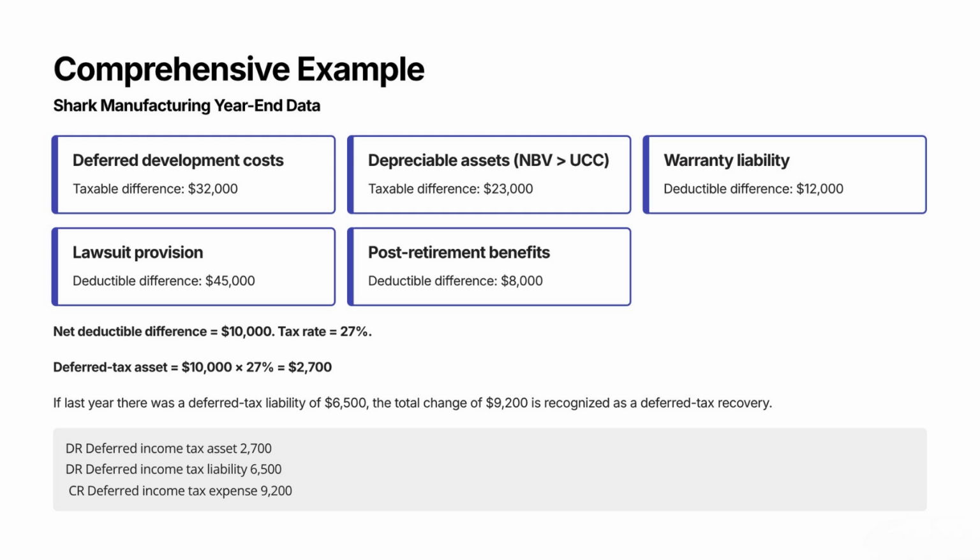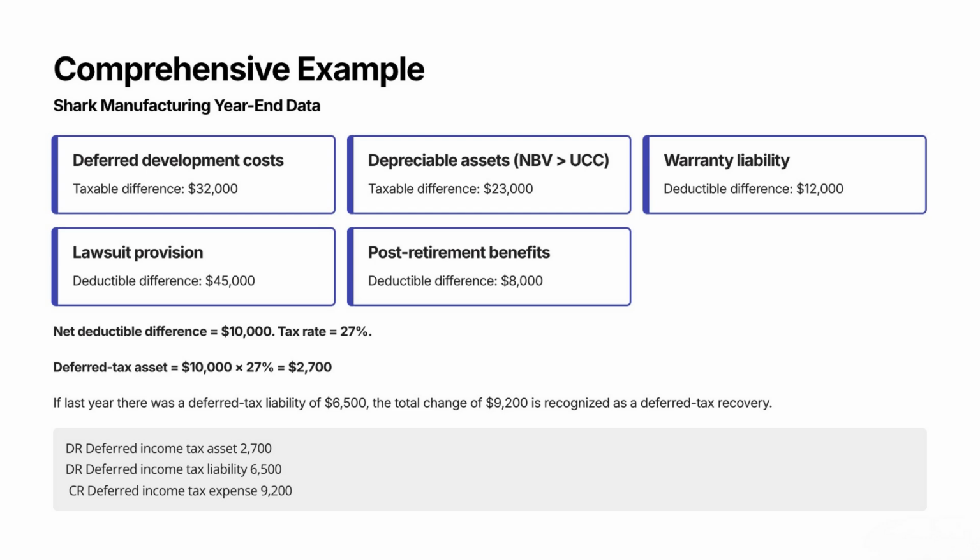When we net all of this out, taxable minus deductible, we end up with a net deductible temporary difference of $10,000. Now, the tax rate here is 27%, so the deferred tax asset is simply $10,000 times 27% equals $2,700. So at year-end, Shark Manufacturing should recognize a $2,700 deferred tax asset.